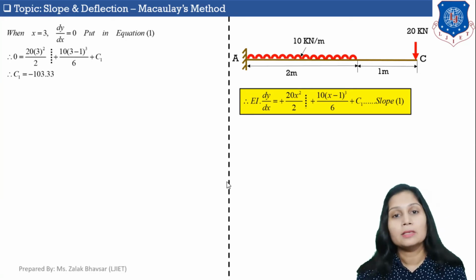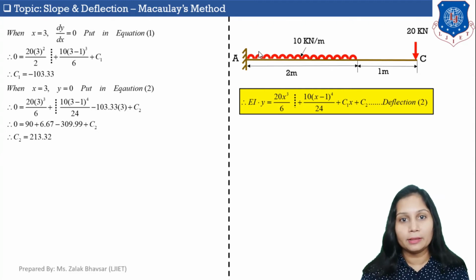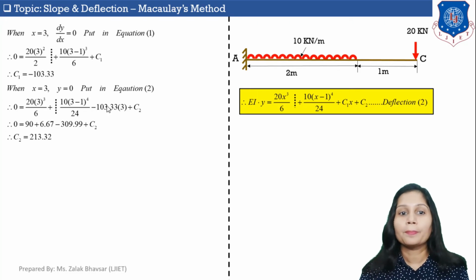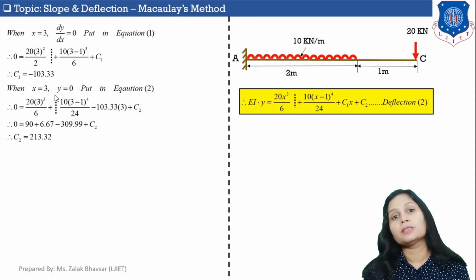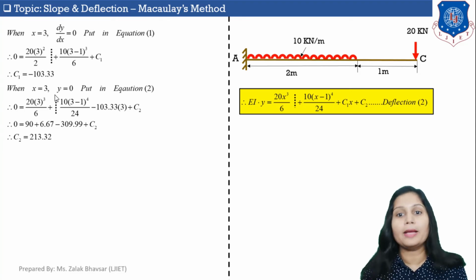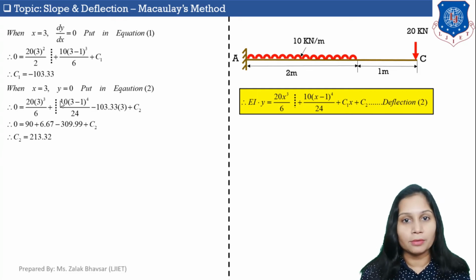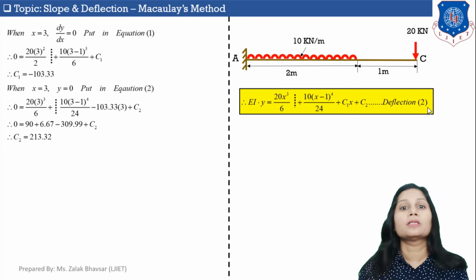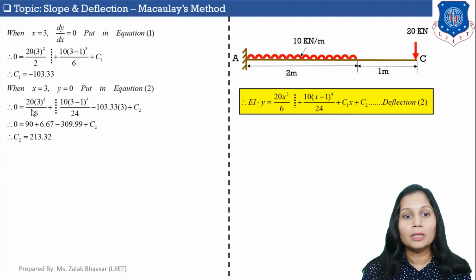Now let's apply the second boundary condition. When x is equal to 3, it means at point A, at the fixed end of the cantilever beam, y is equal to 0. So at point A, when x is equal to 3, deflection will also be equal to 0. If we put x is equal to 3 and y is equal to 0 in equation number 2, which is for deflection, then we will get 0 is equal to 20.